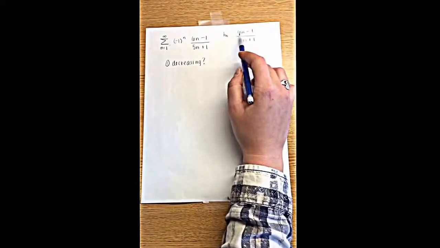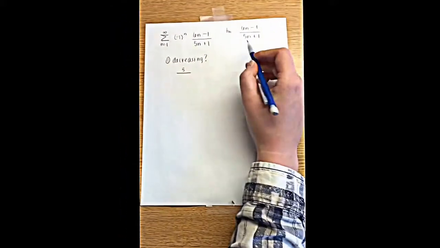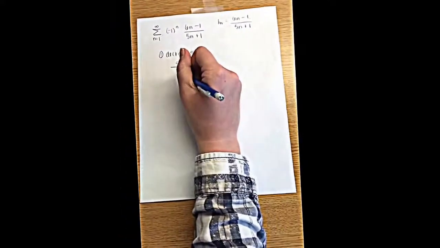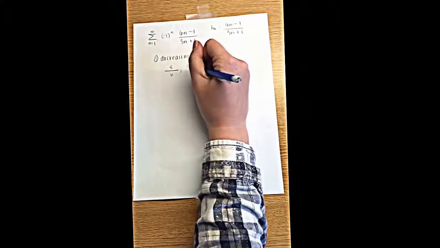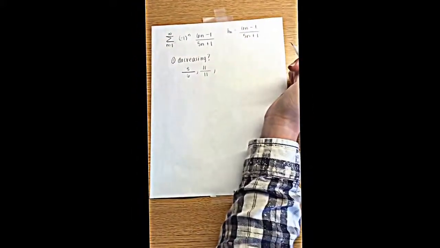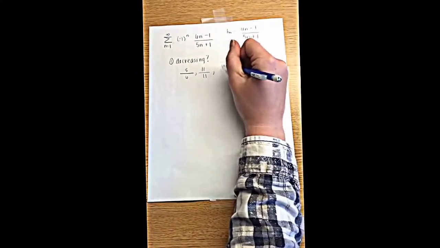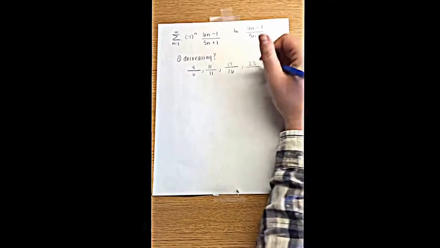once again, I'm going to plug values into b sub n to determine if this series is decreasing. So for 1, we have 6 times 1 minus 1 is 5 over 5 times 1 plus 1 is 6. For 2, we have 12 minus 1 is 11 over 10 plus 1 is 11. For 3, we have 17 over 16. And for 4, we have 23 over 21.